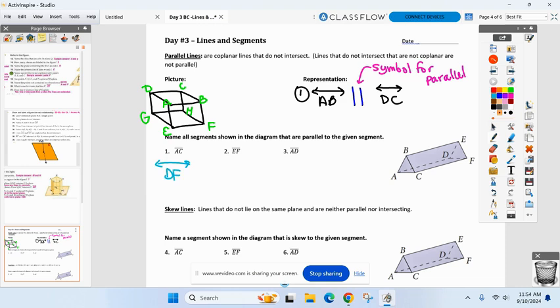Wait, is that supposed to be a line? Because it just doesn't have the arrows. Well, yeah, it's showing because it doesn't have the arrows on the diagram, but yes, it's supposed to be a line because we know it goes on forever, right? EF, anything you see parallel to EF? Good, Jude. BC. Good work, BC.